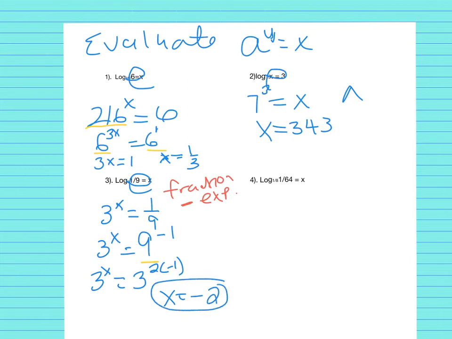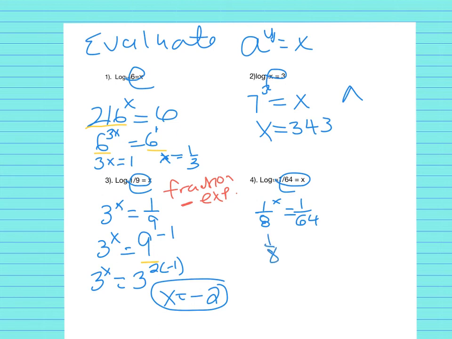Okay, so the next guy, again, I'm going to do the e thing. So I go e, so that would be 1/8 to the x equals 1/64. All right, now this guy, they're both fractions. I could rewrite them as negative exponents, but I really don't have to if they're both fractions.